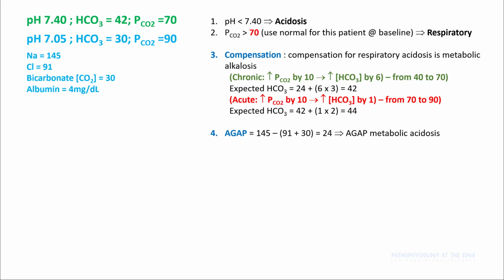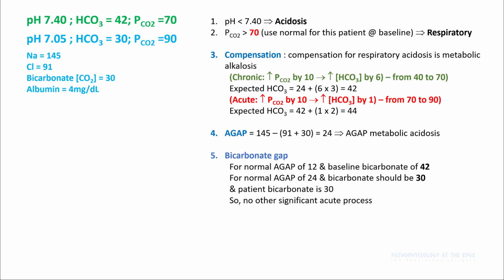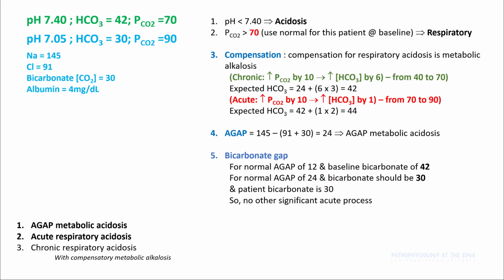Anion gap is 24, so he has got anion gap metabolic acidosis. And to use bicarb gap, we know that for a normal anion gap of 12, his baseline is 42. So for anion gap 24, his bicarb should be 30, and the patient's bicarb is 30, so there's no other significant process going on. So this patient has anion gap metabolic acidosis and acute respiratory acidosis.